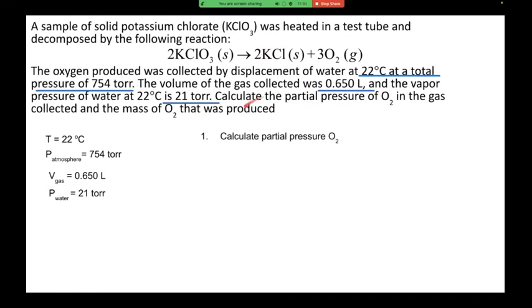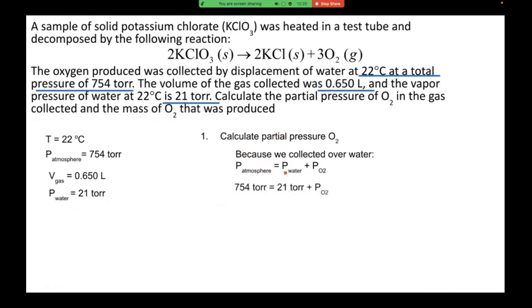Because we're doing a displacement over water, we're able to say that the pressure of our atmosphere has to be equal to the pressure of our water vapor plus the pressure of our oxygen gas. Conveniently, because of our experimental conditions, we know the pressure of our atmosphere is 754 torr, so we're going to be able to plug that in. And we're also told that at 22 degrees Celsius, our vapor pressure of water, which means our pressure of water vapor, is 21 torr. So we're going to be able to plug that in here.